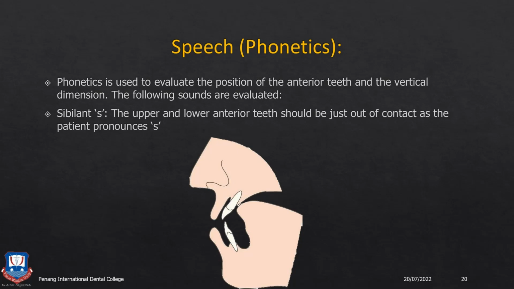So this results in the escape of air from between the palatal vault and the superior border or superior surface of the tongue, resulting in the pronunciation of S. So this is only possible when you have proper minimum interocclusal space between the occluding surface of the upper and lower teeth. If this is obliterated, then patient cannot pronounce S properly. So you have to check for this.